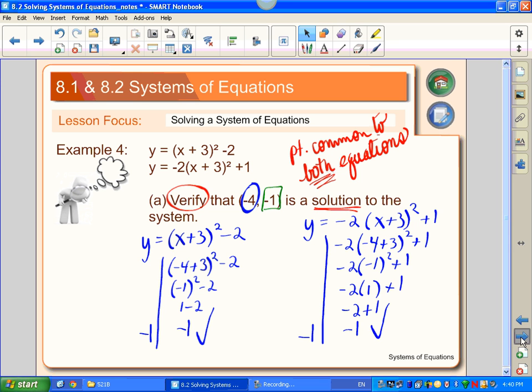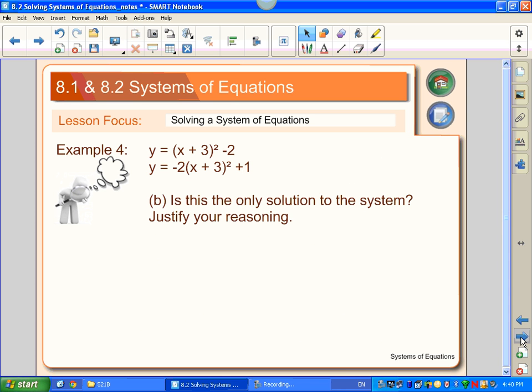Okay, so let's look at part B. Part B asks, is this the only solution? So we know that one solution was (-4, -1). Is there another solution? Well, there's a couple of ways in which we could do this. Whenever I'm looking at some of these, it's always great to have a picture in your mind. It could be a sketch. What's it going to look like? It's almost like doing an estimation beforehand, so you don't have to jump right to the algebra.